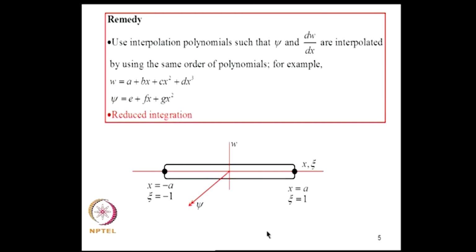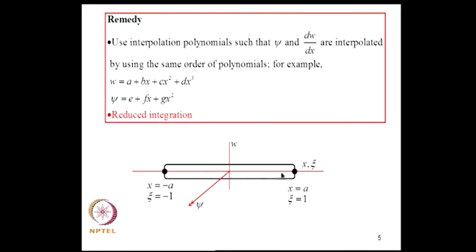This is undesirable. So how can we remedy this situation? There are two possible remedies. One is we can use interpolation polynomials such that psi and dw by dx are interpolated using the same order of polynomials. For example, for w I will use a cubic polynomial, and for psi a quadratic, so that dw by dx and psi will have the same order of representation. Or there is an alternative fix known as reduced integration. I will try to explain what these things mean in the following slides.